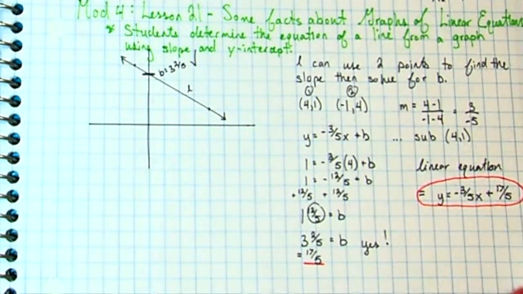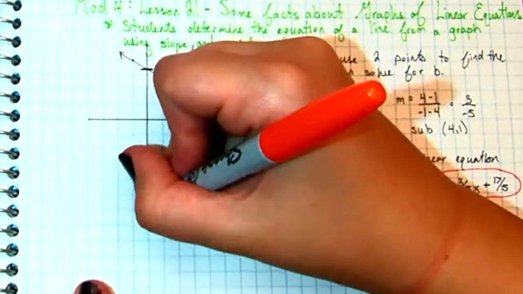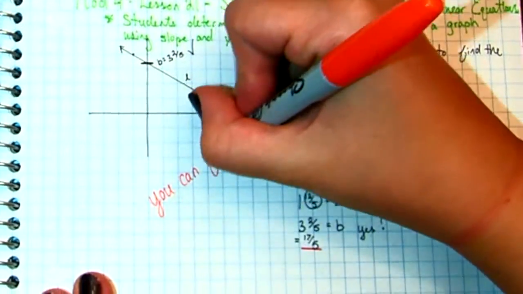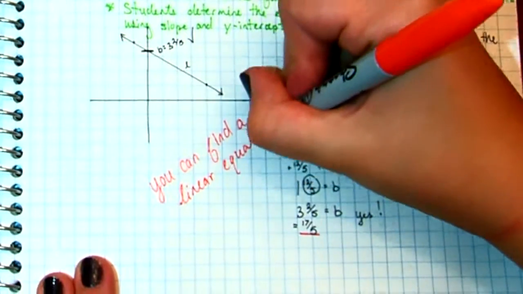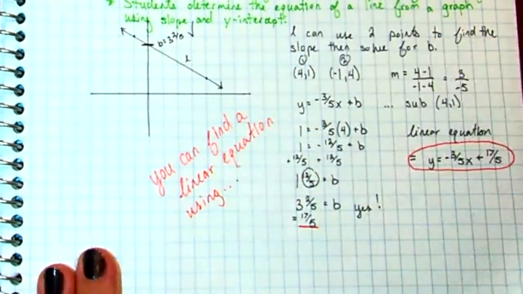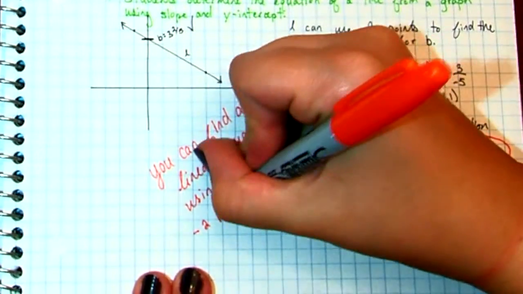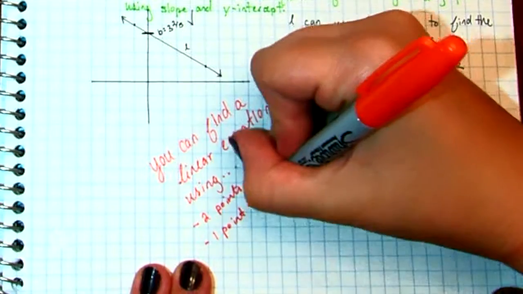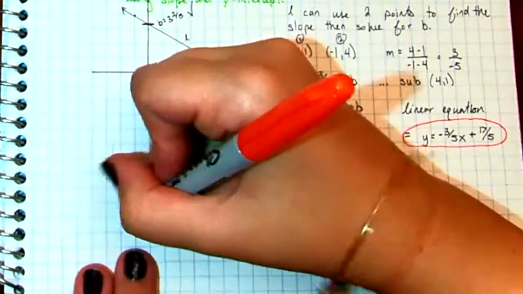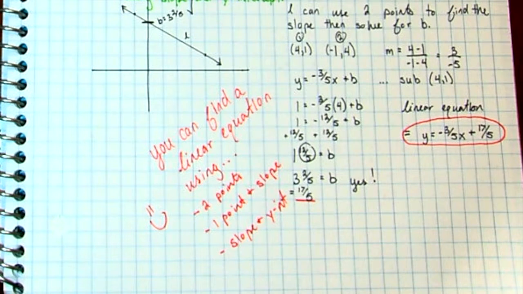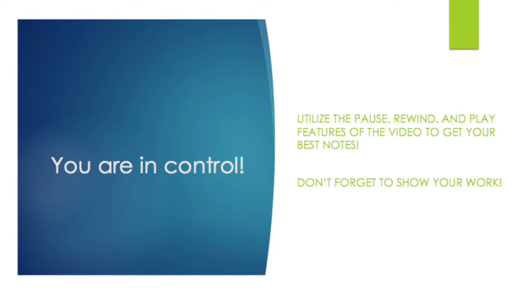So don't forget, you can find a linear equation in several different ways. So we could use 2 points, we could use 1 point and slope, or we could use slope and y-intercept. And it's just about being creative with the numbers and manipulating that equation.